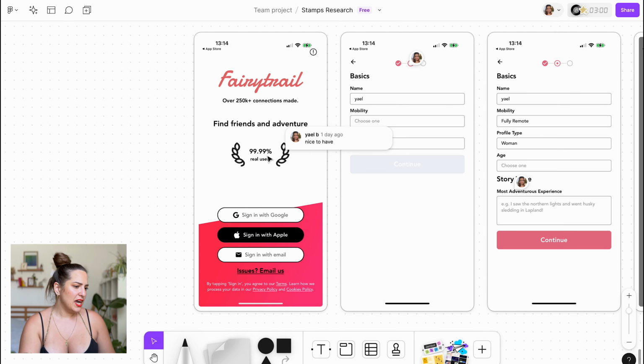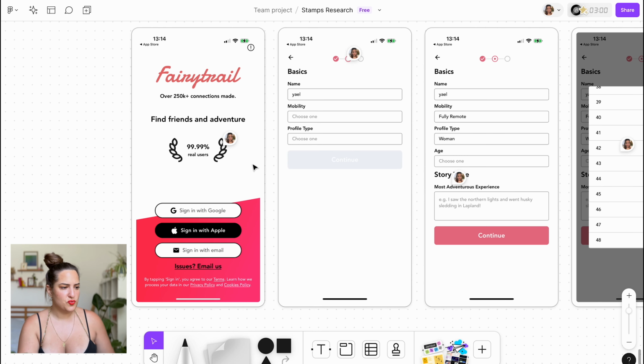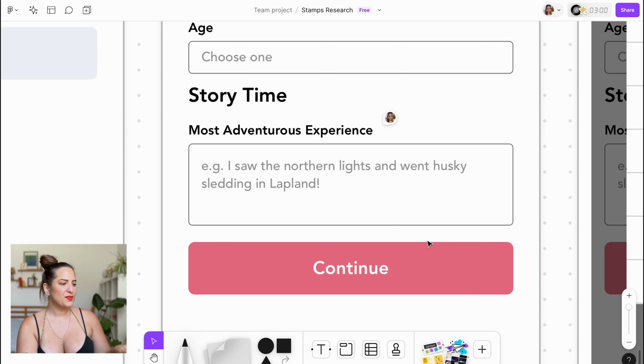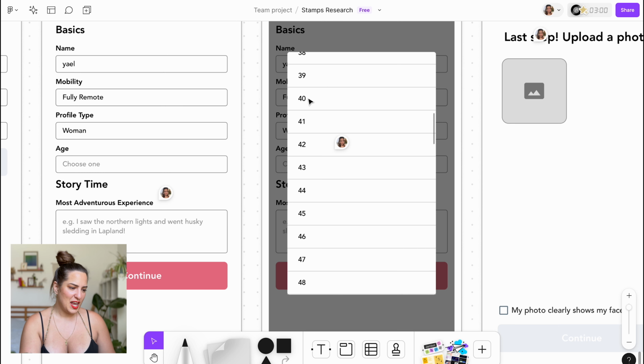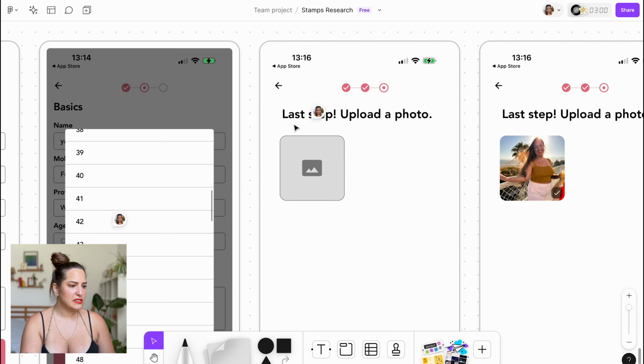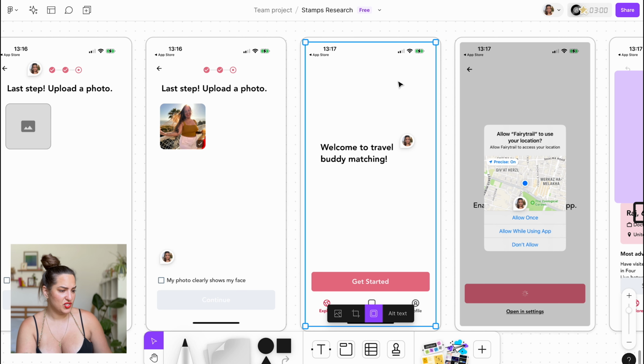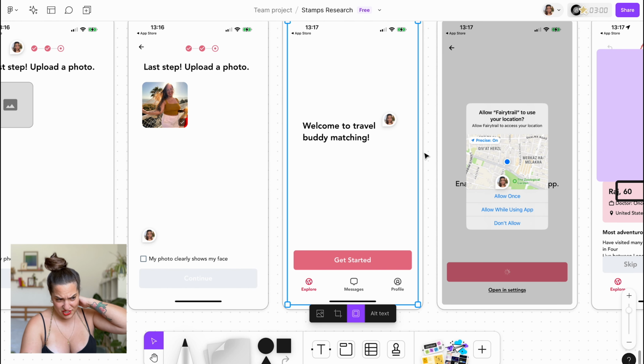The second app was Fairy Trail. I really like that they have 99.99% real users. I don't know if it's true or not. Look how simple this is, only 3 steps. Instead of just adding a dry bio, they told you, tell the most adventurous experience. It's cool. And then I picked an age with terrible UX. I really like that it's the last step, it's cool. This is a sad screen, like welcome to travel buddy matching.